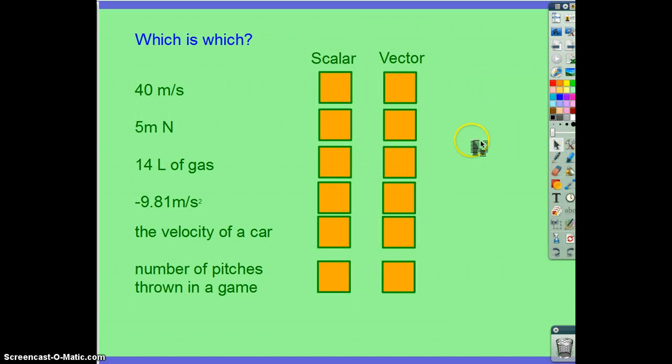Let's see some examples. 40 meters per second, scalar or vector? I'm going to call this a scalar quantity because no direction was specified. 5 meters to the north. That's a vector because it has direction. 14 liters of gas. No direction, scalar. Negative 9.81 meters per square second, the acceleration of gravity on Earth. That negative indicates direction, so that's a vector. The velocity of a car. Velocity, by definition, has both magnitude and direction, vector. The number of pitches thrown in a baseball game. That's going to be a scalar. There's no direction on that. It's a number of pitches.